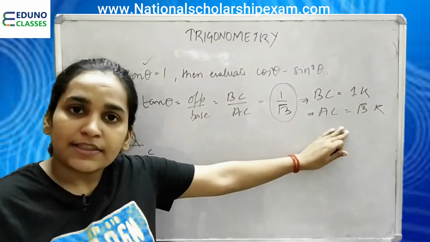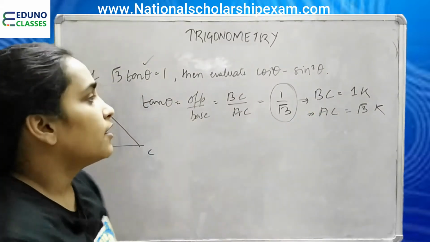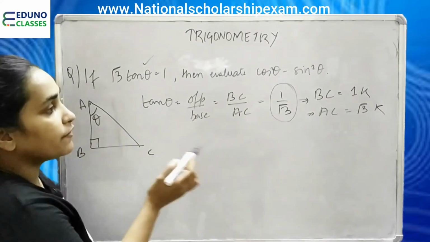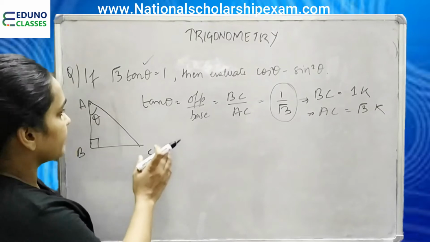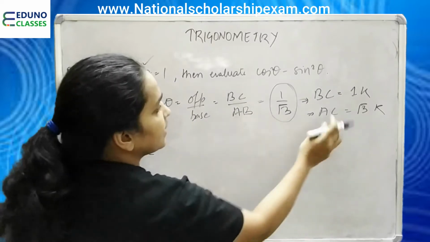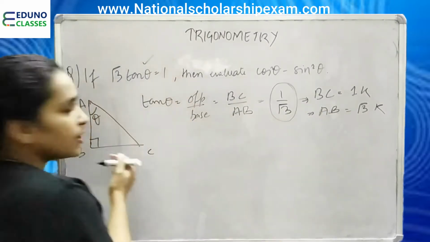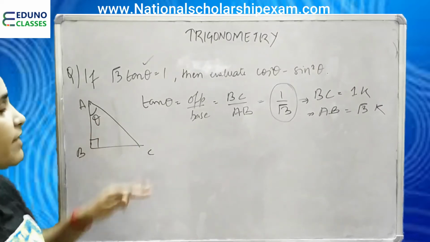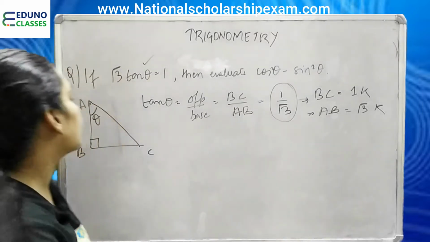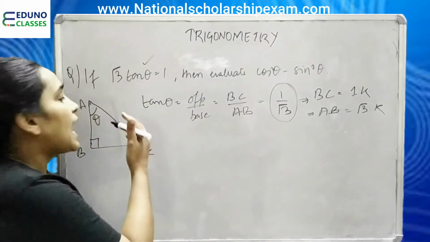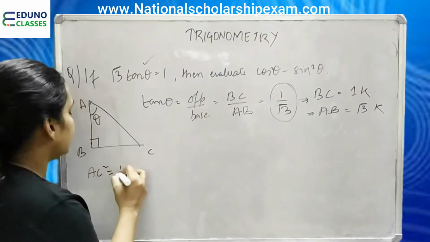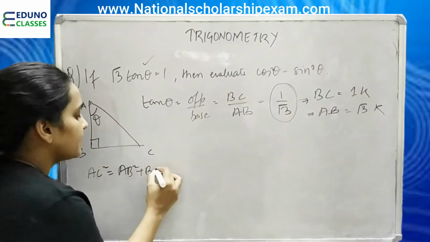We have two sides. We have to find the third side. Wait a second. Opposite upon base, BC upon AB. Sorry, this is AB. Opposite upon base. So we know AB, we know BC, we have to find AC. Which theorem do we use? Which formula do we use? Pythagoras theorem. What is Pythagoras theorem? Hypotenuse square is equal to sum of squares of other two sides. AC square is equal to AB square plus BC square.